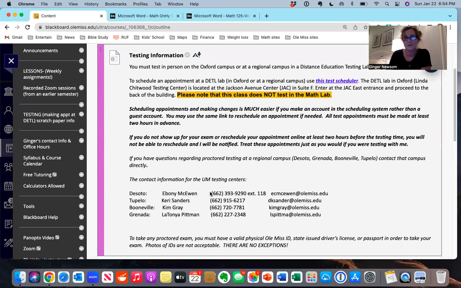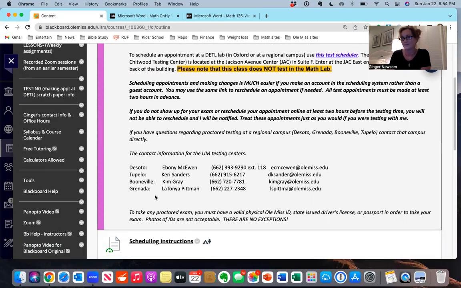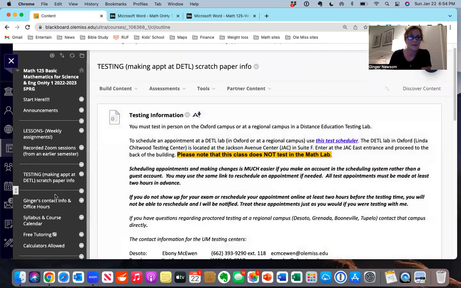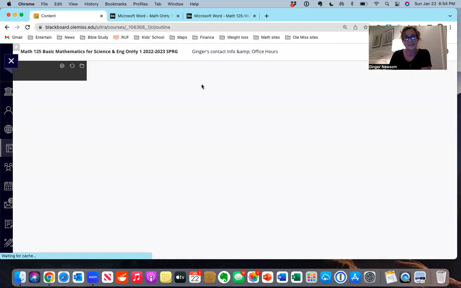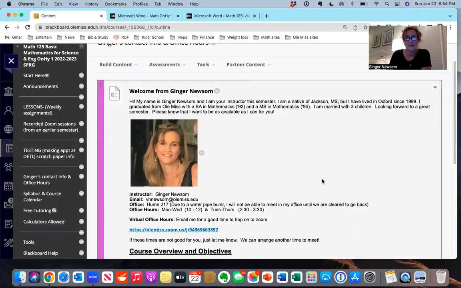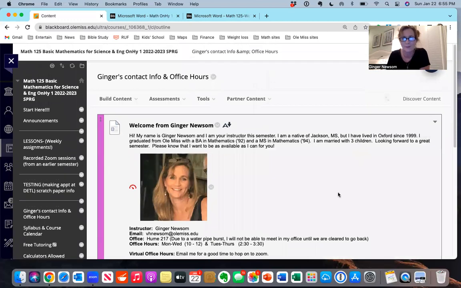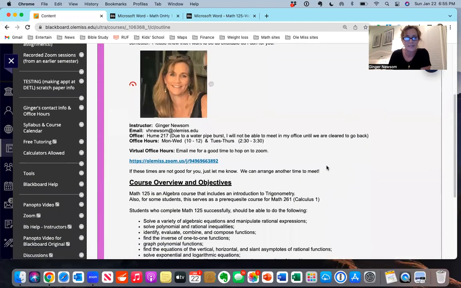And these are how you can contact the other locations: DeSoto, Tupelo, and Boonville. Okay. We'll revisit this as we get closer to testing. So it's over there. Okay, my contact hours, like I said, yeah, I'll tell you a little bit about myself. The school asked me to do that. It's probably a little more information than I normally give, but we do have office hours on Zoom, a link that we can always hop on Zoom and work problems if you need it.